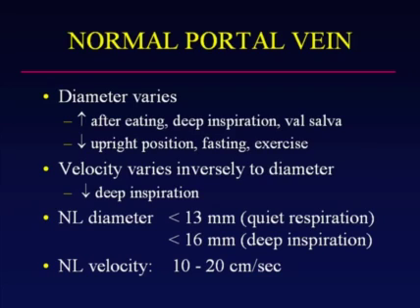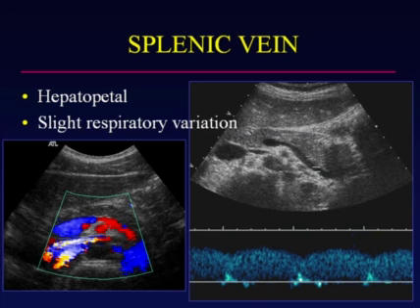What is the normal diameter of the portal vein? Well, in quiet respiration, it should be less than 13 millimeters, and in deep inspiration, it should be less than 16 millimeters. And the normal velocity of the portal vein hovers around 20 centimeters per second, maybe between 10 and 25 centimeters per second in range.